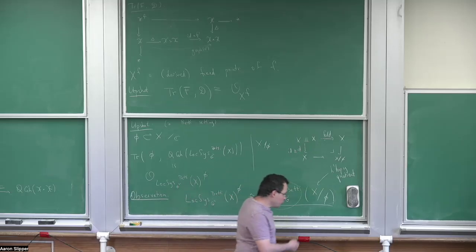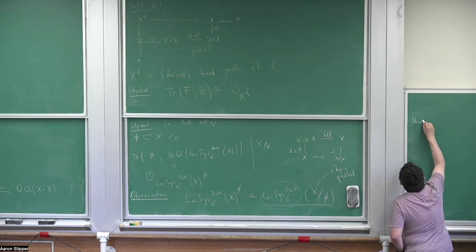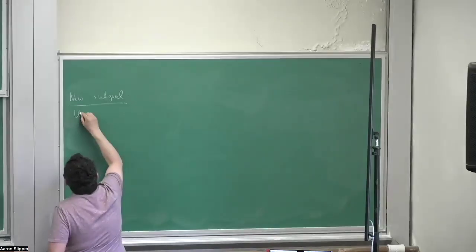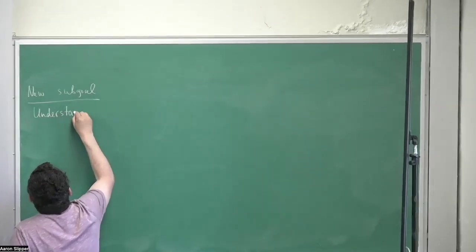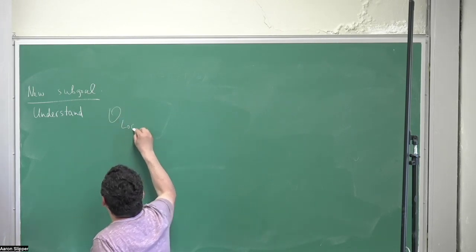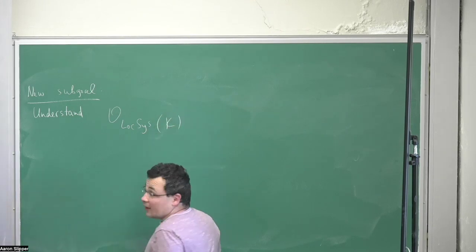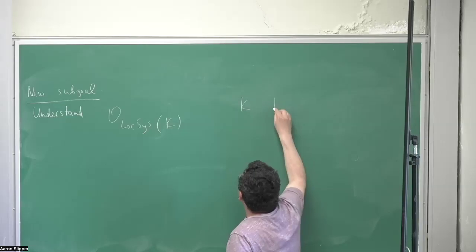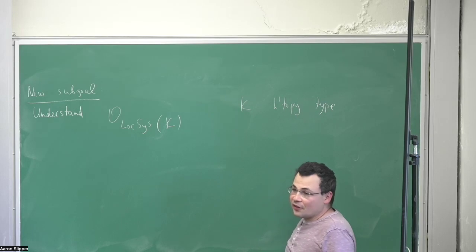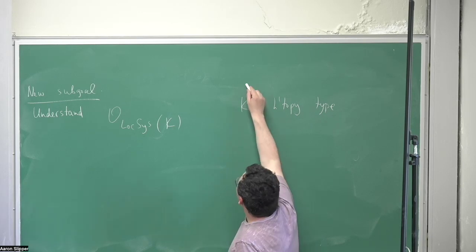Great. So let's continue. So our new goal is to understand functions. Let me stop writing. On K, which is going to be some homotopy type. So this is going to be our new goal, and to simplify matters, let me assume that it's connected.